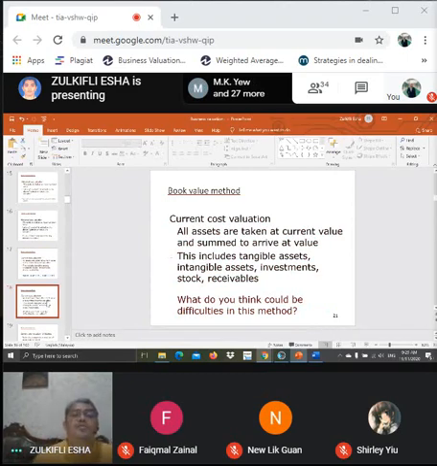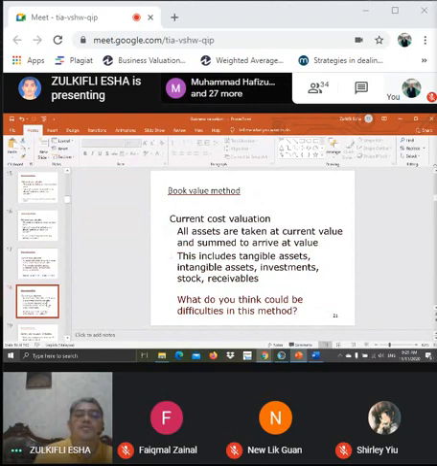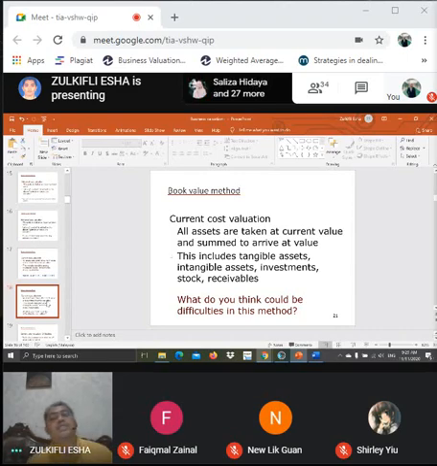So current cost valuation, all assets are taken at current value and summed to arrive at value. This includes tangible assets, intangible assets, investments, stocks, and receivable. So again, it is a question at the bottom of the slides. What do you think could be difficulties in this method?